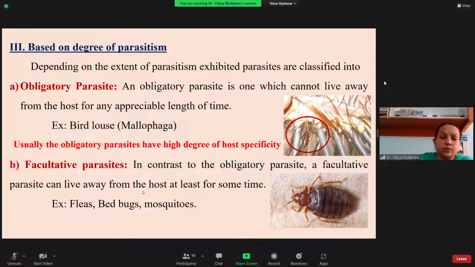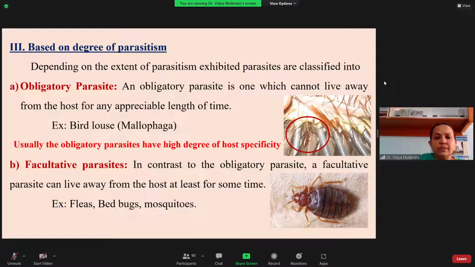That you have to remember. Facultative parasite means it is your bed bug. So you know that bed bugs are not attached to your body. Only they will be hiding in the cracks and crevices, whatever you have in the bed, or in the wall, or any hiding places that are available, they will go and hide.